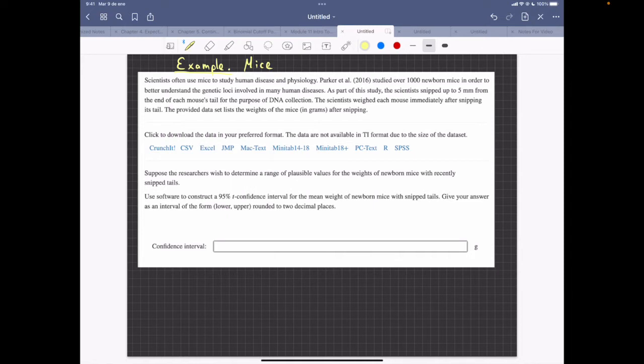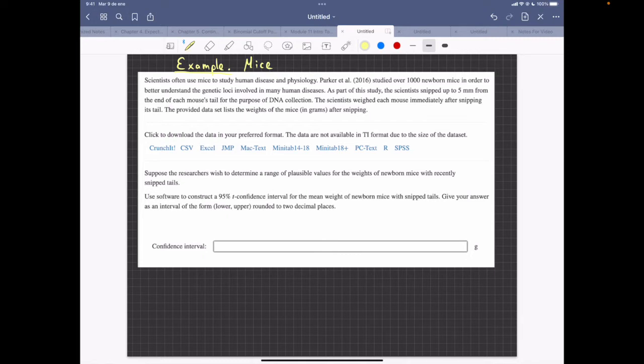And then, when you see this exercise on Achieve, you will have to download the file. Suppose the researchers wish to determine a range of possible values for the weights of newborn mice with recently snipped tails. Use software to construct a 95% t-confidence interval for the mean weight of newborn mice with snipped tails. Give your answer as an interval of the form lower, upper, rounded to 2 decimal places.